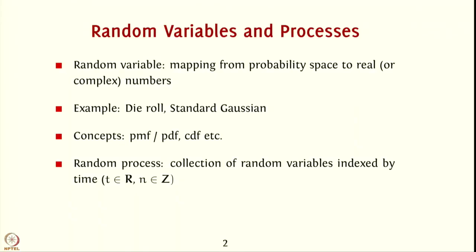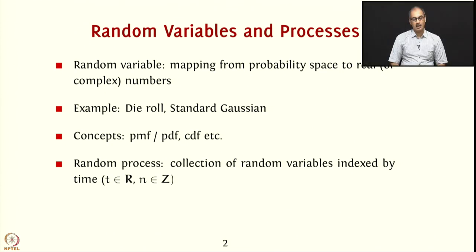Random variables and random processes. As you may recall, a random variable is a mapping from the probability space to real or complex numbers. To be more specific, if you remember, a probability space consists of elementary events, and mapping these events or subsets of these events into real numbers or complex numbers is what yields random variables.